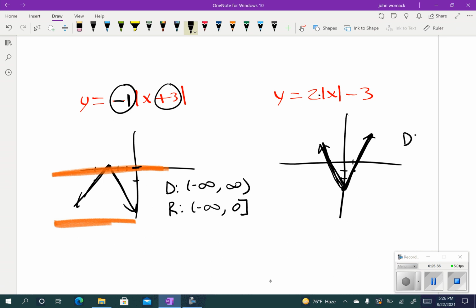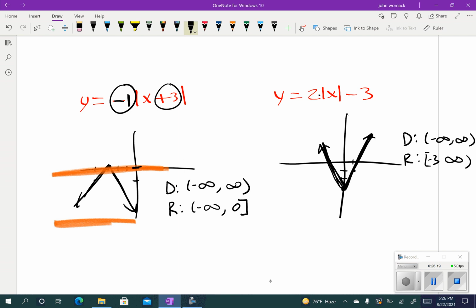Let's do domain and range. Domain never changes. It goes forever left and right. The range, though, if you run up that graph, the graph does not start until I get to right there. That's when y is negative 3. Then the graph keeps going up, and it's going to keep going up forever, so it goes to infinity.